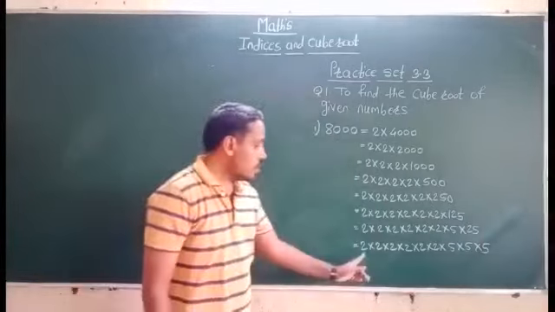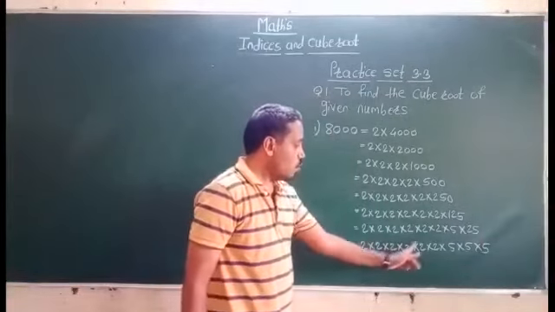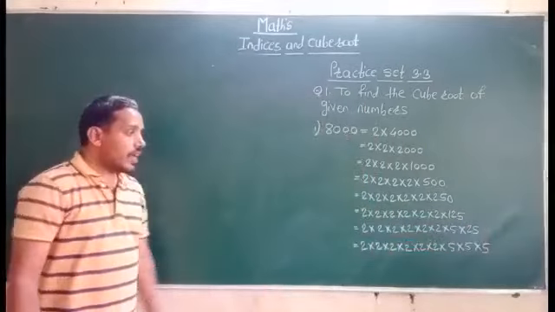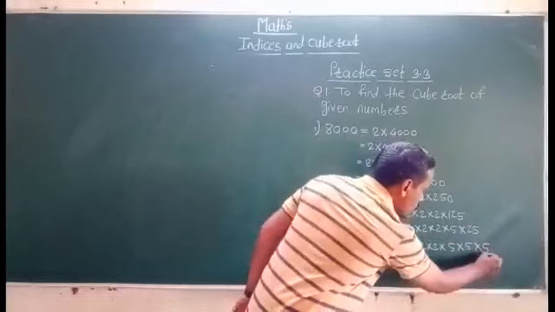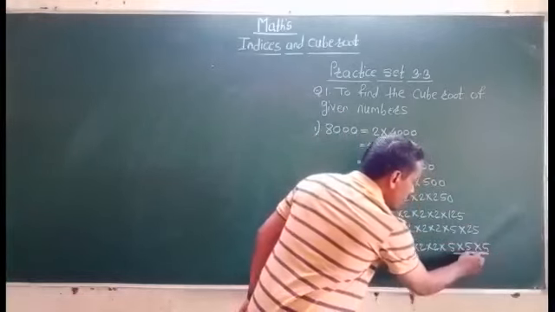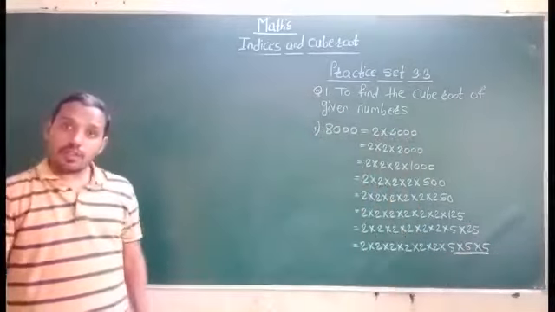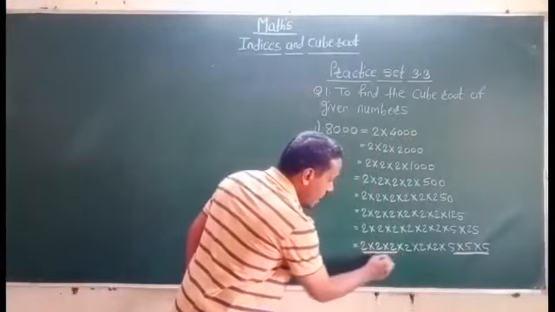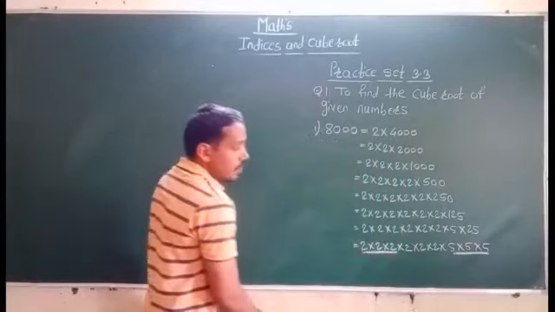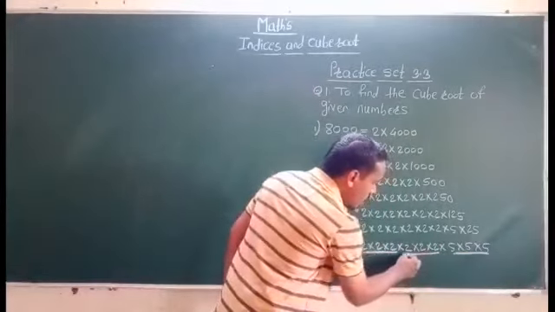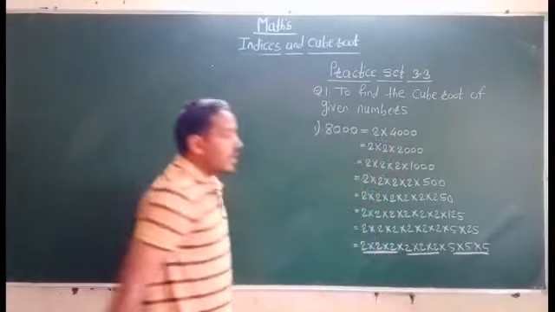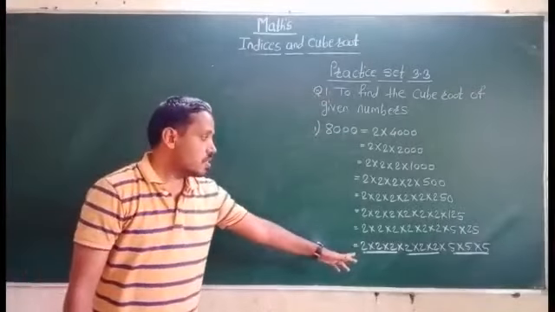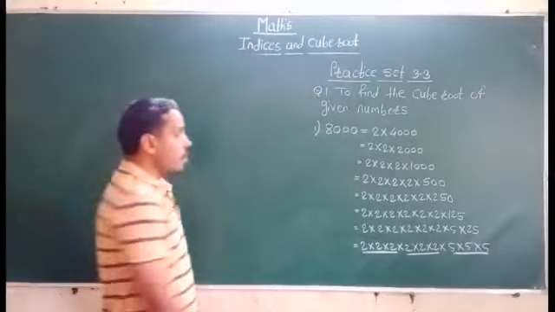The prime factorization is 2 into 2 into 2 into 2 into 2 into 2 into 5 into 5 into 5. So 5 comes 3 times, and we underline them. 2 comes 3 times, and we underline them, and the other 3 twos are again underlined. So we get groups of 3 numbers in the product form.